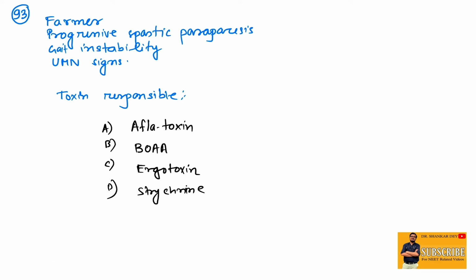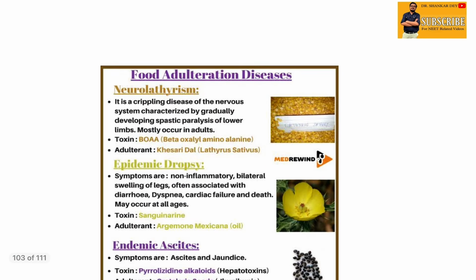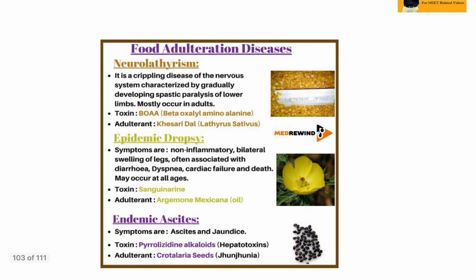Coming to question number 93. Farmer by profession presented with progressive spastic paraparesis, gait instability and Hoffman sign. So farmer with some neurological features, which is the toxin responsible? So this is classical example of neurolathyrism, which is actually caused by BOAA, beta oxalyl aminoalanine, an adulterant in Kesari dal, Lathyrus sativus.